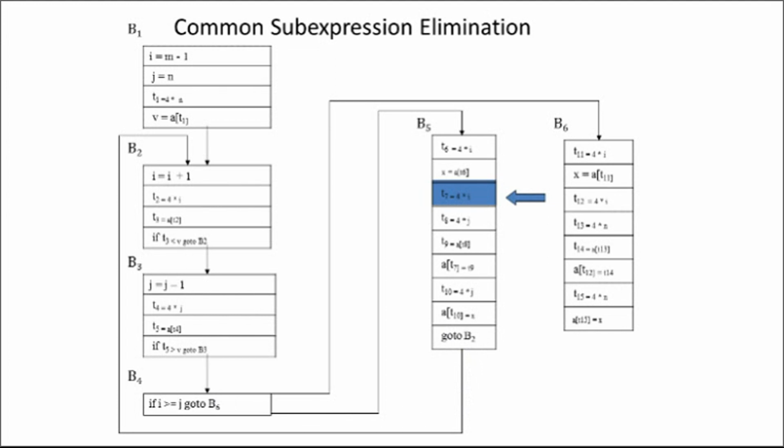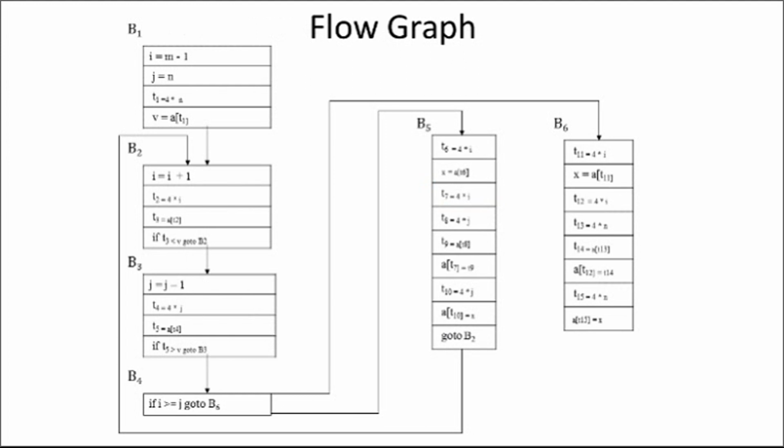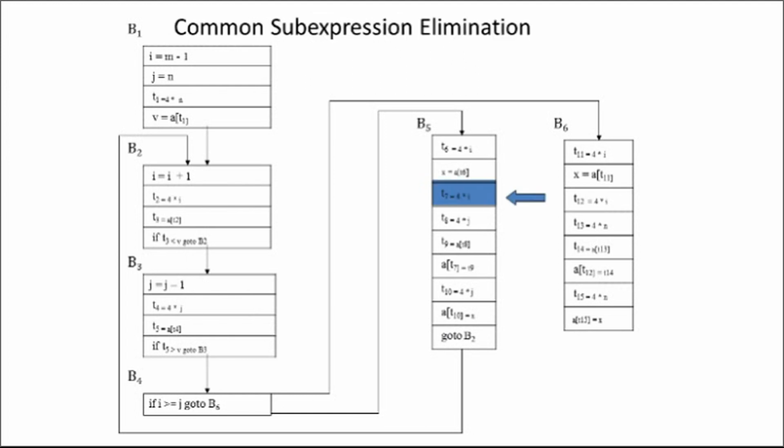Now we have to apply the common subexpression elimination technique, as we need to optimize the complete block. If you have observed here, t6 = 4 * i and t7 = 4 * i, which means within this block this is called a local common subexpression. These subexpressions 4 * i and 4 * i are common within this particular block. That's why we are going to remove t7.